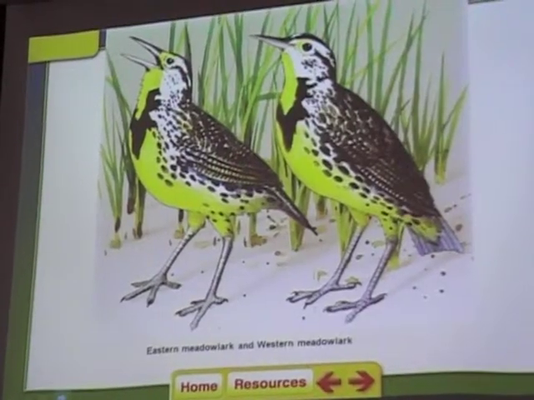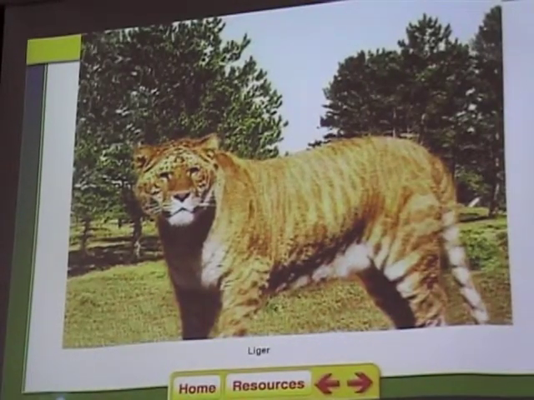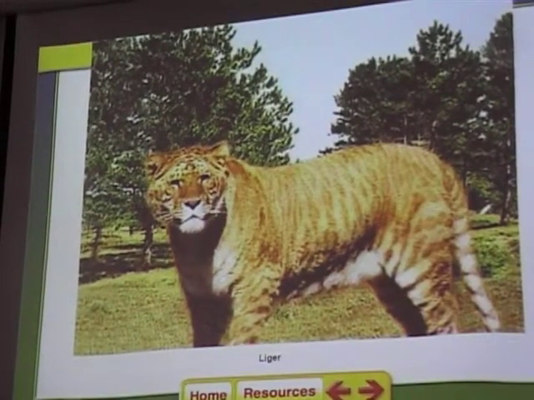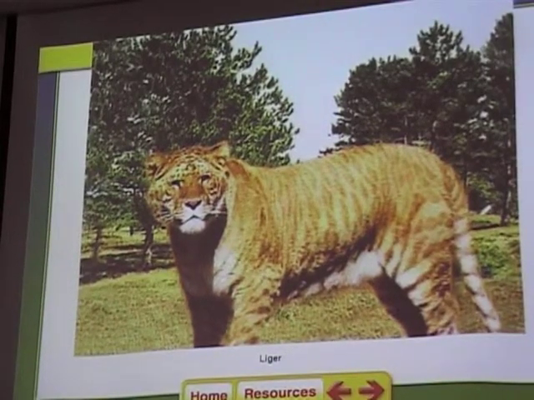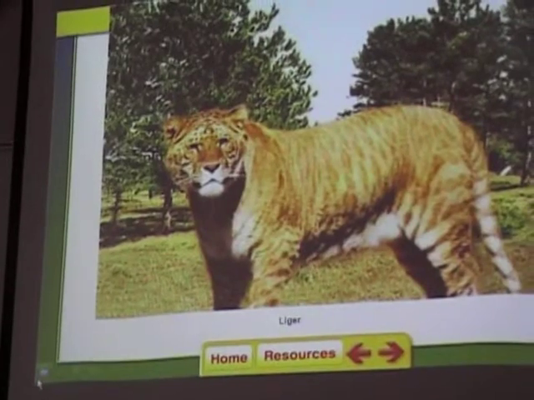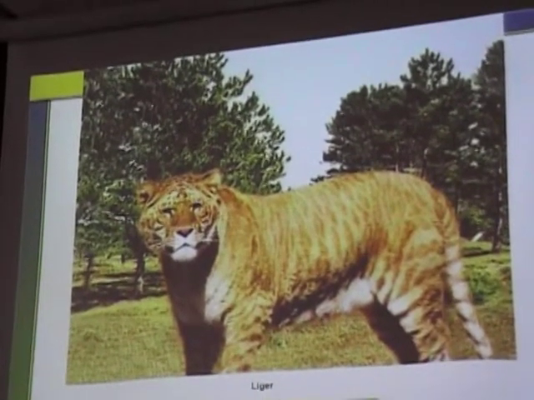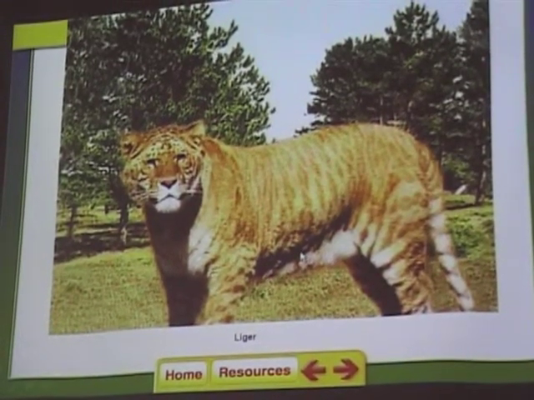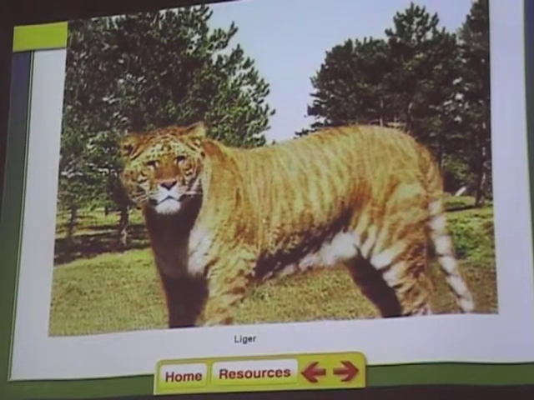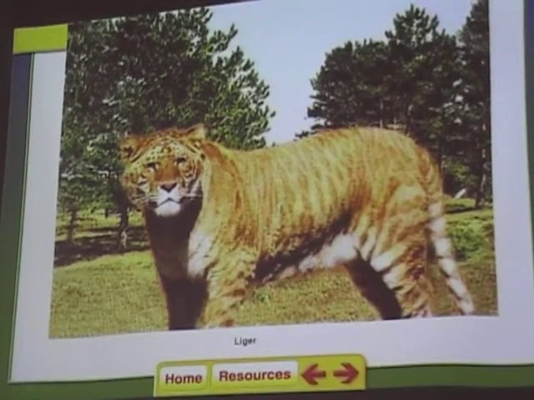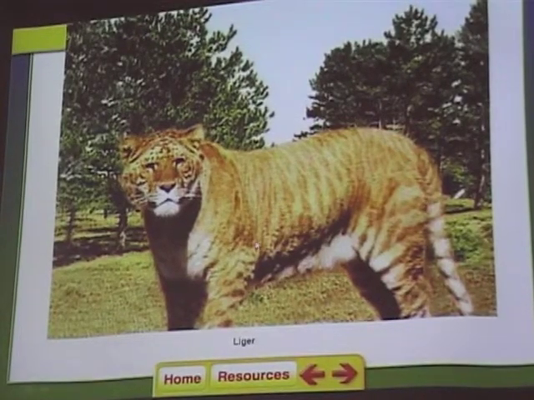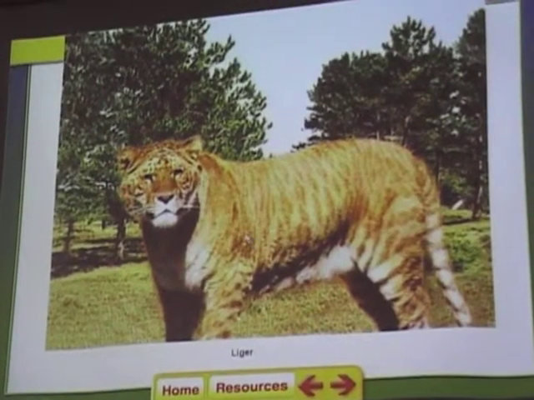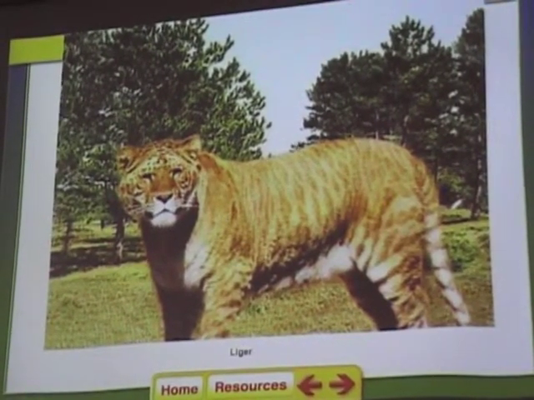Okay, so let's talk about this liger. The liger has what we call post-zygotic isolating mechanisms. The liger is a cross between a lion and a tiger. If a lion and a tiger mate, they give birth to a liger, and a liger is sterile. A liger can't have babies. There's something to do with its chromosome number being off. So it doesn't have the right number of chromosomes to produce sperm and egg that can survive and form a new baby. So ligers are sterile.